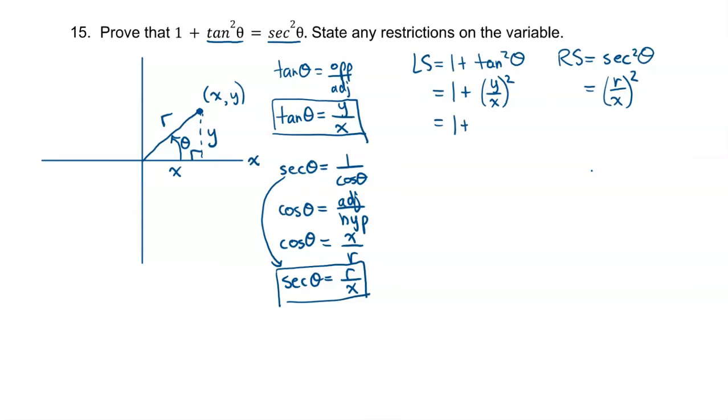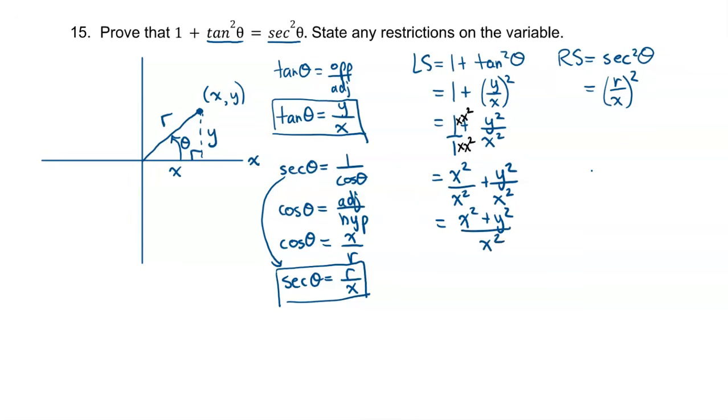So I'm going to get 1 plus y squared over x squared. Now, I have one term on the other side, so how do I get this to be one term? Well, if I can write this with a common denominator, that can be one term. So I'm going to multiply the top and bottom by x squared. Whatever you do to the top, you have to do to the bottom to keep the fraction the same. This gives me x squared over x squared plus y squared over x squared. Because it has a common denominator, this becomes x squared plus y squared over x squared.